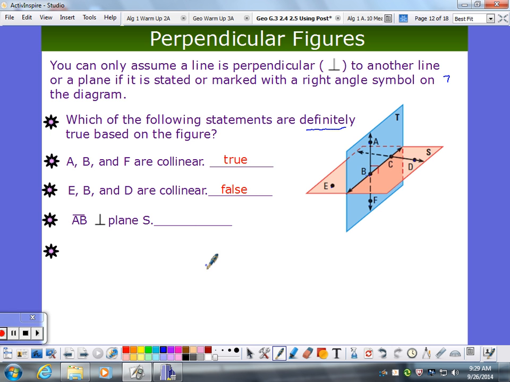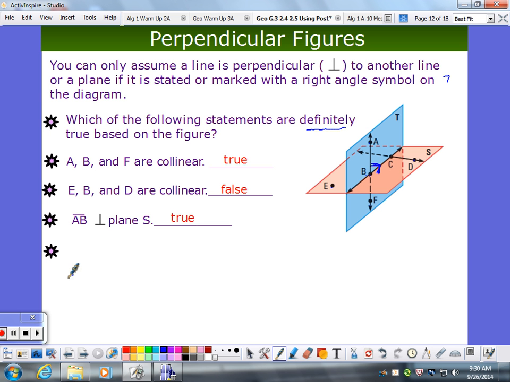Let's see. AB, where's AB? Here it is, perpendicular to plane S, which is the reddish colored plane. So this is perpendicular to that piece of paper. It's got a pencil poking through that red piece of paper. Perpendicular. What do you say? Yes. How come? We have a little marker right here that says it's a right angle. So yes, you can.